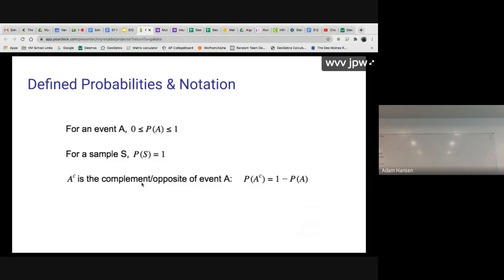Okay, on this next slide, some notation and defining probabilities. I notate the probability of event A with this notation here. P of A symbolizes the probability of event A. P of A represents the chance that event A occurs. Probability varies between 0 and 1. The probability of an event varies between 0 and 1.